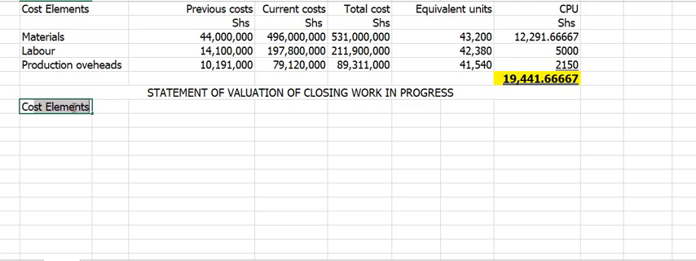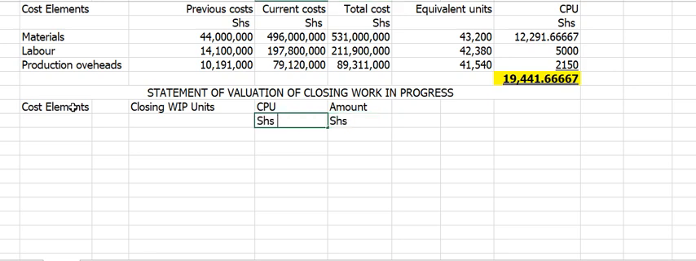You have to show the cost elements. You have to show the closing WIP units, closing work in progress units. You have to show your CPU, the cost per unit. Then I think you also have to show the amount. The amount in shillings. CPU is also in shillings.